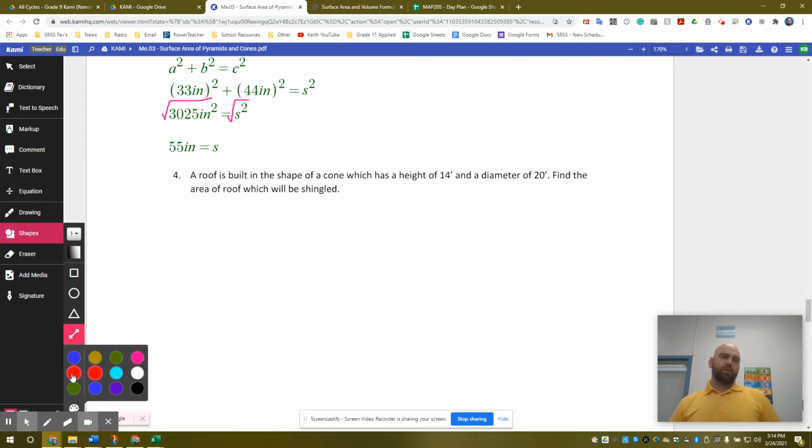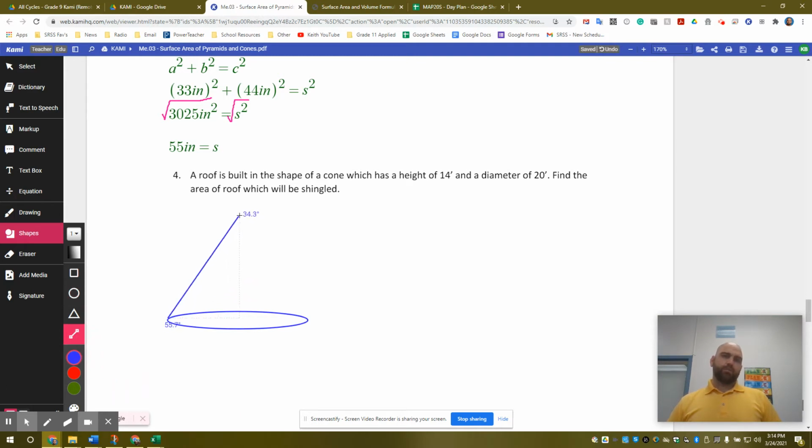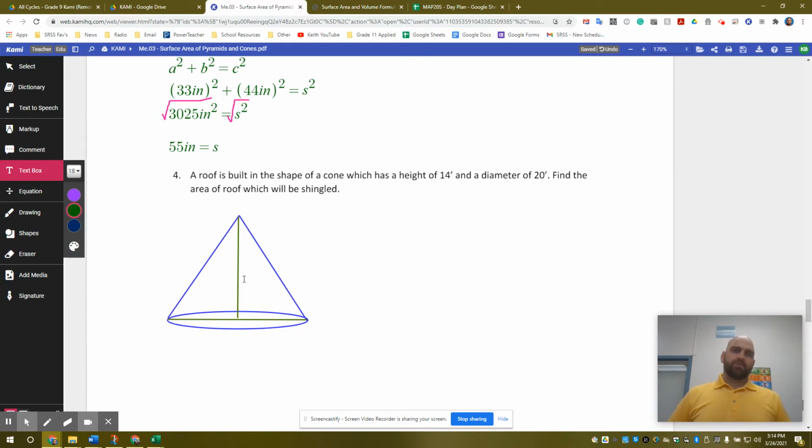Well, we have to think about context here. And context is super important when it comes to these questions, because if we don't include the context, we might not know what we are asked to do. So I'm going to design my roof. Here's the height, and here is the diameter. There we go, that looks pretty good. Let's put our measurements in there. We have a height of 14 feet.